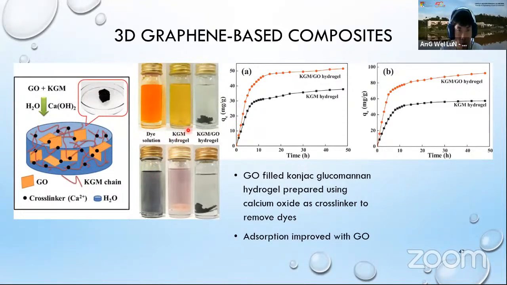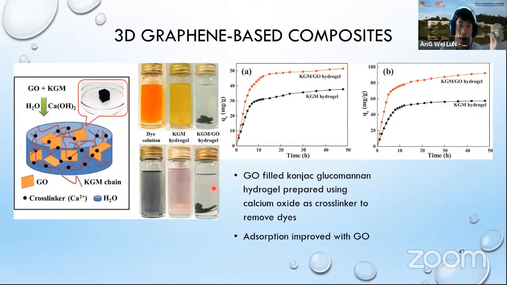Okay, so if you look at this, if you are using the pure KGM, the konjac glucomannan hydrogel, it seems like this adsorbent can only remove a certain amount of the dye pollutants. You see the color actually faded a little bit. But if you have adsorbents forming a composite with the graphene oxide, you can clearly see the difference. Basically, the pollutants have been removed almost completely by this composite hydrogel.